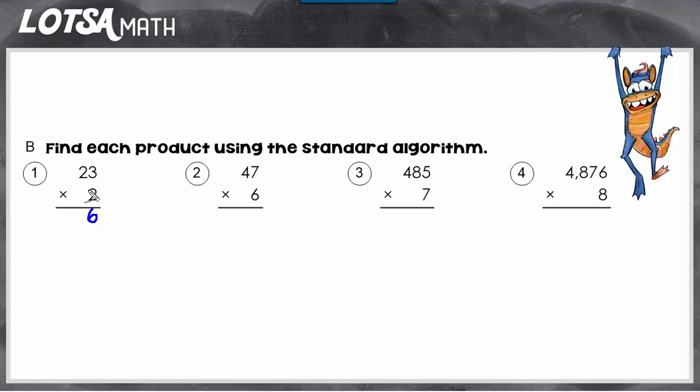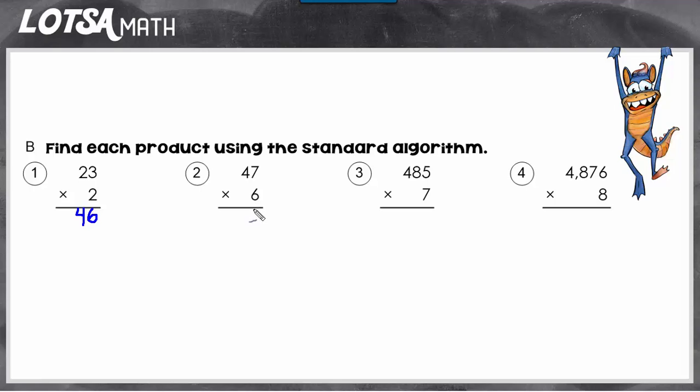The next step is to look at the next digit in the number, the 2, and you're going to multiply that digit by the multiplier. So 2 times 2 is 4. So you're going to write that answer right underneath the digit that you just multiplied, so the tens place. So 23 times 2 is 46. Let's look at number 2.